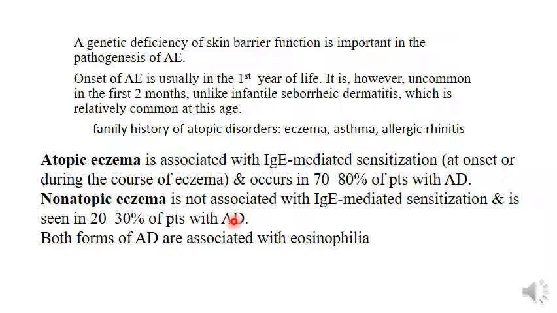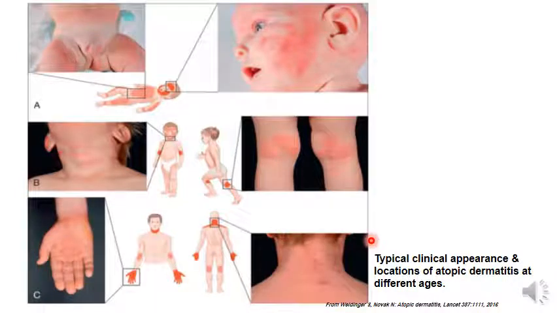Both forms of eczema are associated with eosinophilia. Both of them, when you check the peripheral eosinophil count, it is elevated, around 400 or more, absolute count. Here you see many features of atopic eczema.